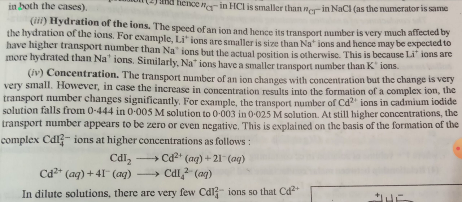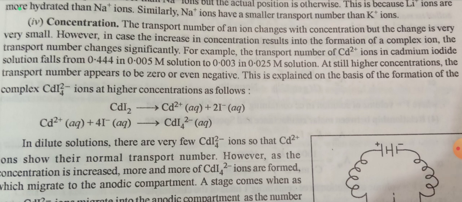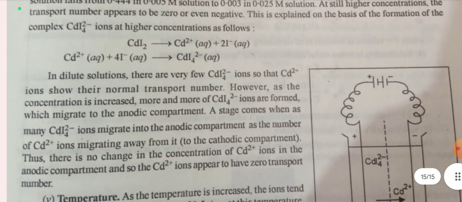Concentration. The transport number of an ion changes with concentration, but the change is very small. However, in case the increase in concentration results in the formation of a complex ion, the transport number changes significantly. For example, the transport number of Cd2+ ions in cadmium iodide solution falls from 0.44 in a 0.005 M solution to 0.003 in a 0.025 M solution. At still higher concentration, the transport number appears to be 0 or even negative. This is explained on the basis of formation of the complex CdI4 2- ion at higher concentration.